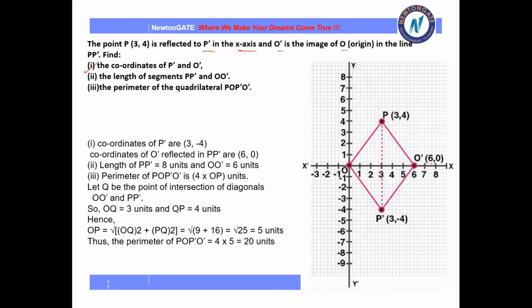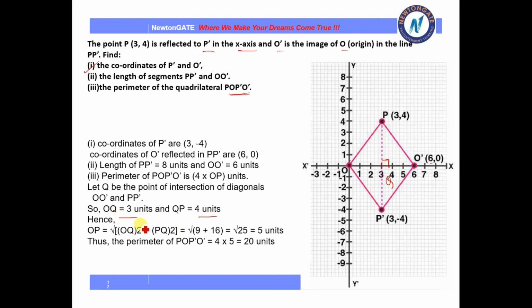Now next we have the perimeter of the quadrilateral P dash O dash. So from this figure we can say that the diagonals P dash and O dash intersect at right angles. So we can say that this quadrilateral is a rhombus. We know that a rhombus has all sides equal and the diagonals intersect at right angles. So let's say the intersection point is Q. So OQ is 3 and PQ is 4.